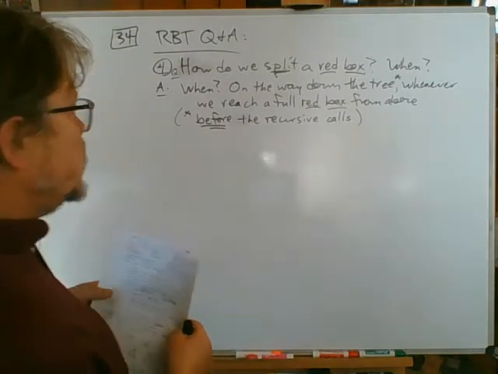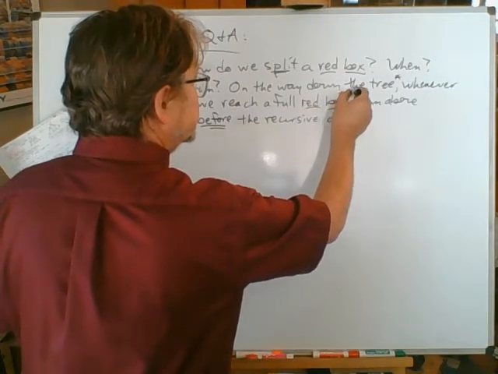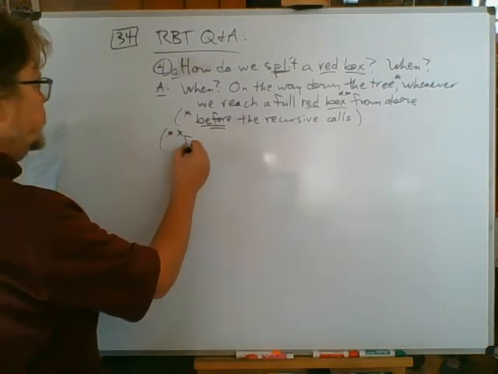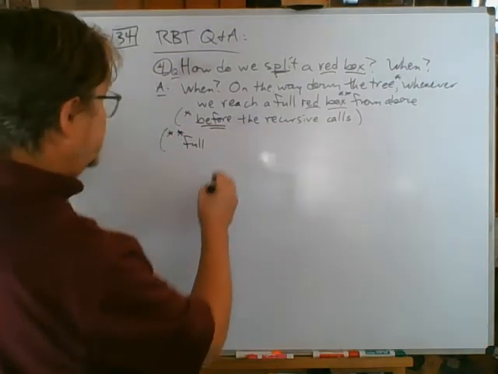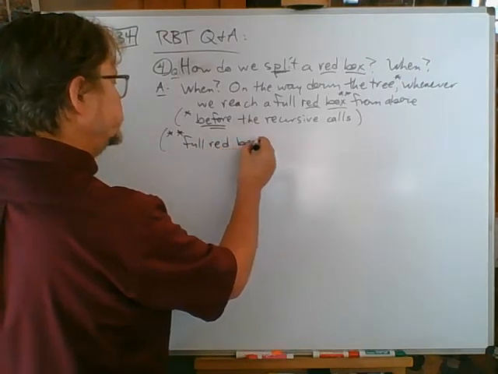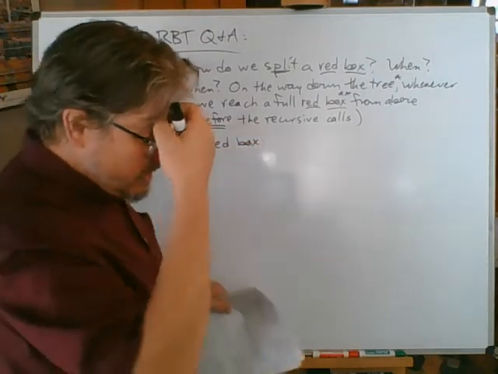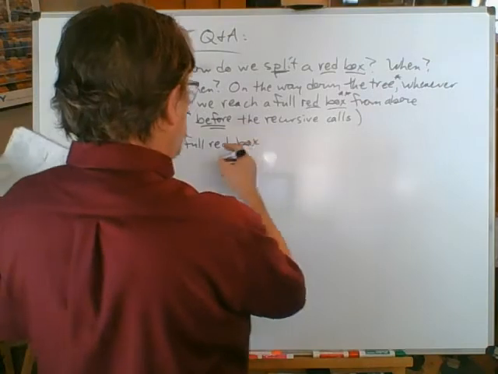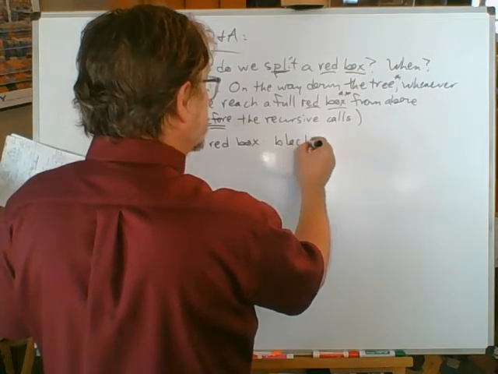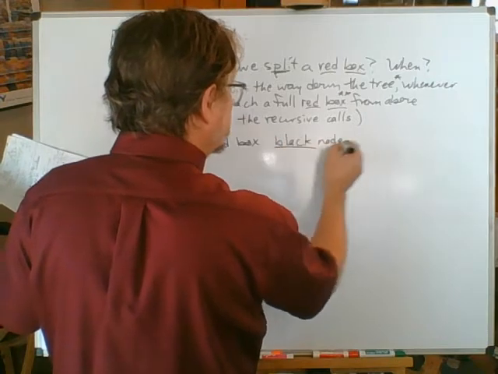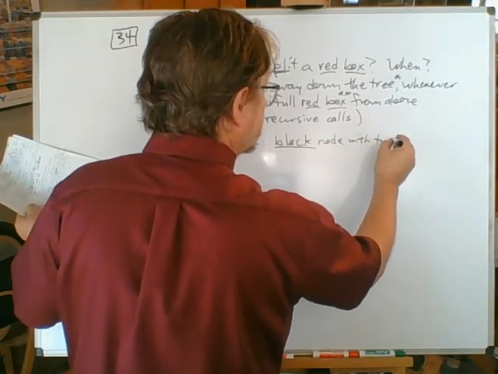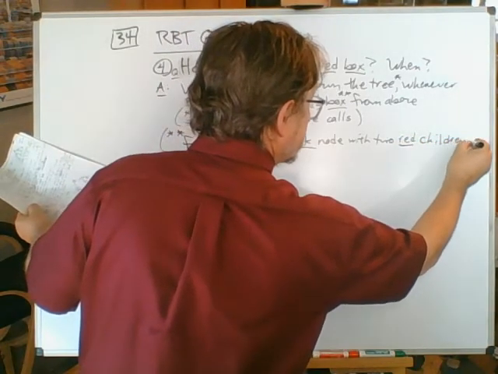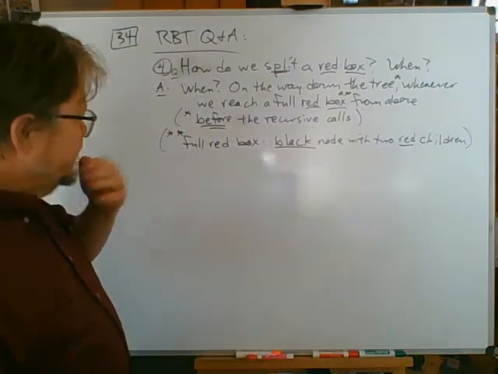Whenever we reach a full red box. Well, double asterisk. How do we know we've reached a full red box? I'll define it. Full red box. We know we've hit a full red box when we get a black node that has 2 red children. A red child on the left, a red child on the right, and it's a black node.